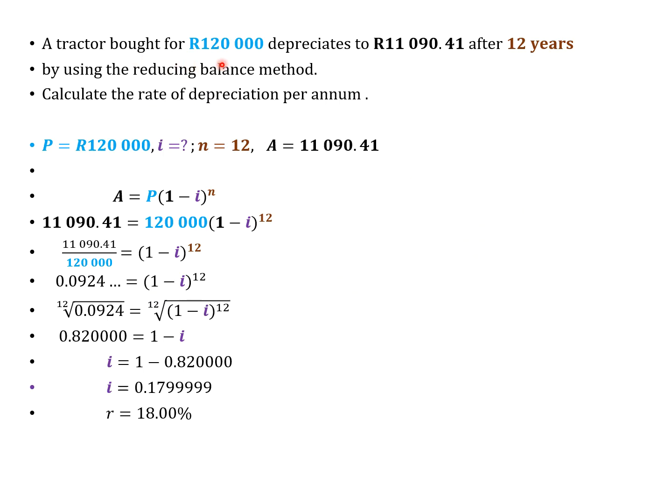A tractor bought for 120,000 depreciates to 11,090 Rand 41 cents after 12 years by using the reducing balance method. Calculate the rate of depreciation per annum. They said reducing balance, so I need A equal to P times (1 minus i) to the power n. Presently, the tractor is 120,000. After 12 years, A equals 11,090.41 and n equals 12. So if I substitute in, A is 11,090.41, P is 120,000, i I don't know, but n equals 12.